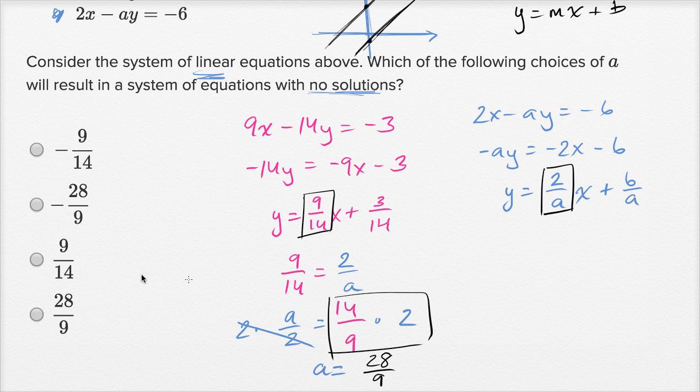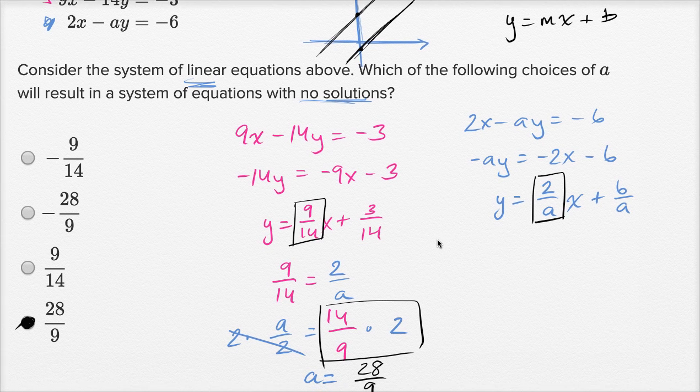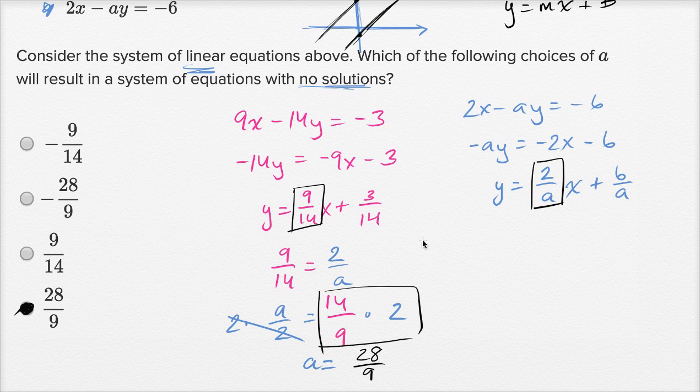So if I'm under time pressure, I already see a choice that's looking pretty good. But if a is 28 over 9, these two things are going to have the same slope. But let's make sure they don't have the same y-intercept. I wouldn't do this if I was under time pressure, but just to feel good about it.